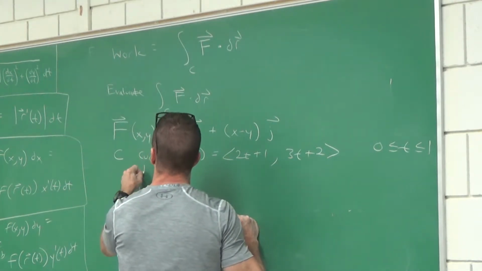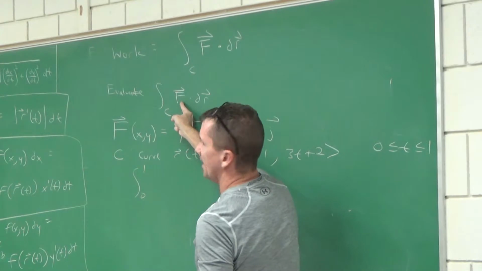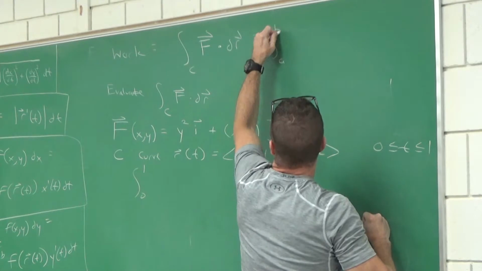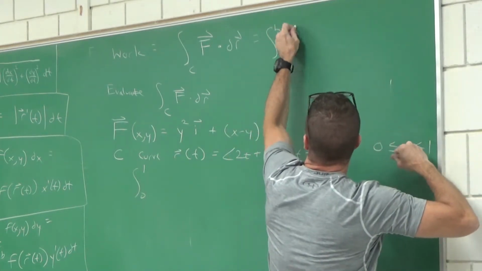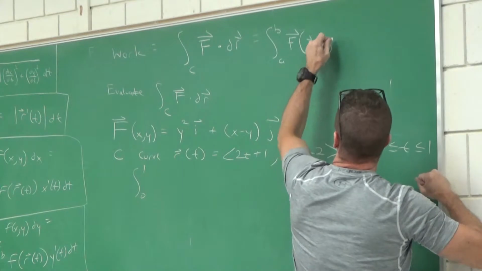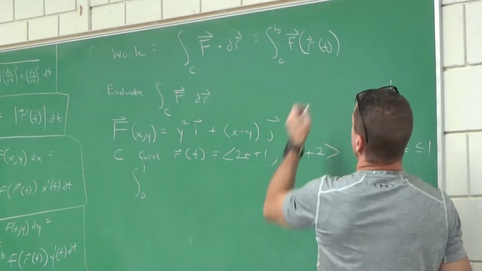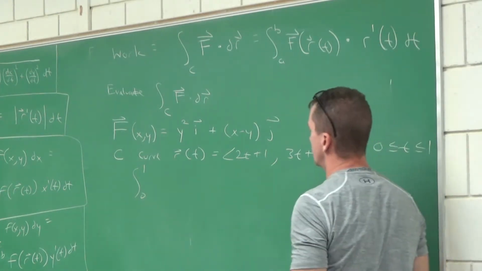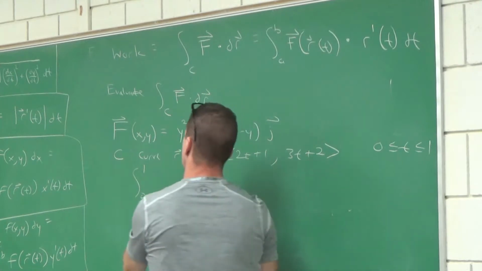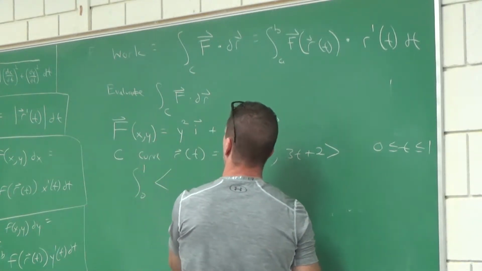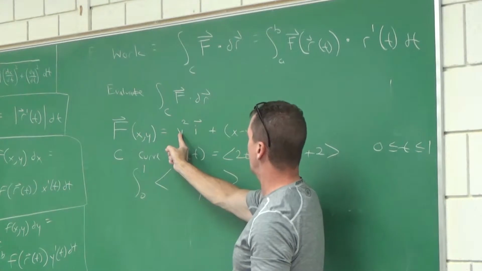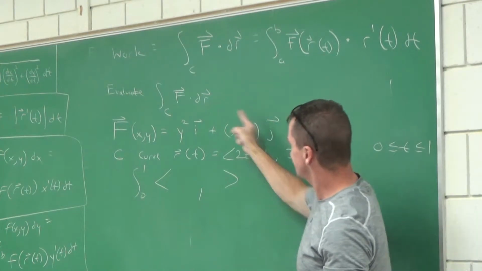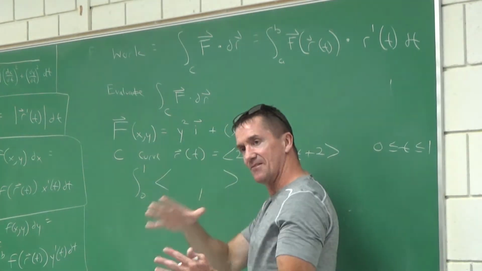0 to 1. It starts out with F dot dr. Now, what does this mean? We're going to do, from some a to b, which is 0 to 1, F composed of r(t), the vector field composed of r(t), and take the dot product with r prime of t. So, what is the vector field composed of r(t)? Well, that's a y squared. What do I substitute for that y? 3t plus 2 gets substituted in there. That's what they mean, F composed of r.